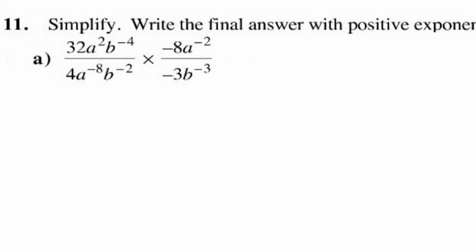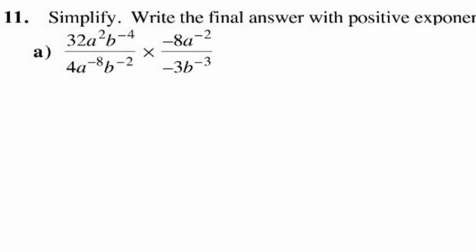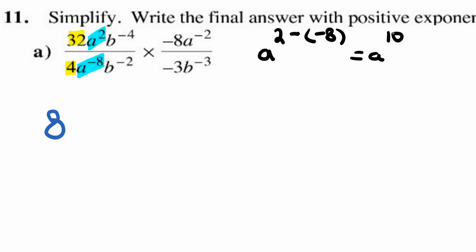Okay, question number 11, simplify, write the final answer with positive exponents. Okay, great. We have a very good combination question here. So what we could do is we could try to simplify each fraction individually before we have to break things down. So for example, we can do 32 divided by 4, which is going to be 8. Then I have a squared divided by a to the power negative 8. That's the same thing as a to the power 2 subtract negative 8, which is just a to the power of 10.